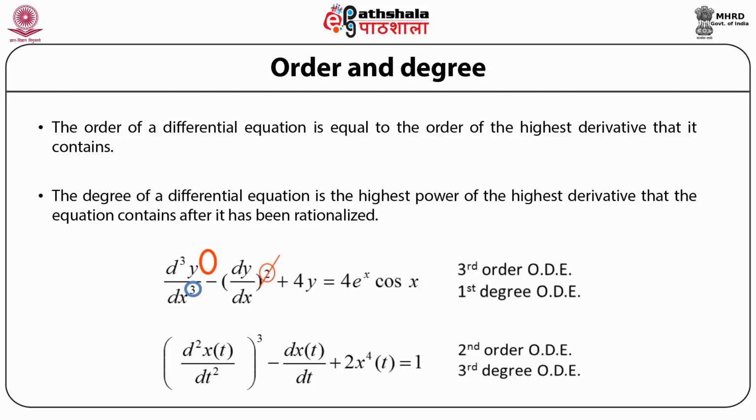Now once we located the term, the highest term is 2. Now we are going to locate how many times the same term is getting multiplied, and it has a cube. It is multiplied 3 times. So it's a third degree ordinary differential equation.